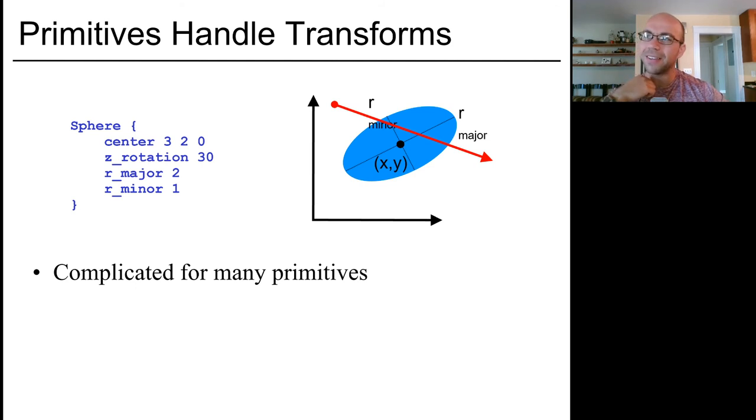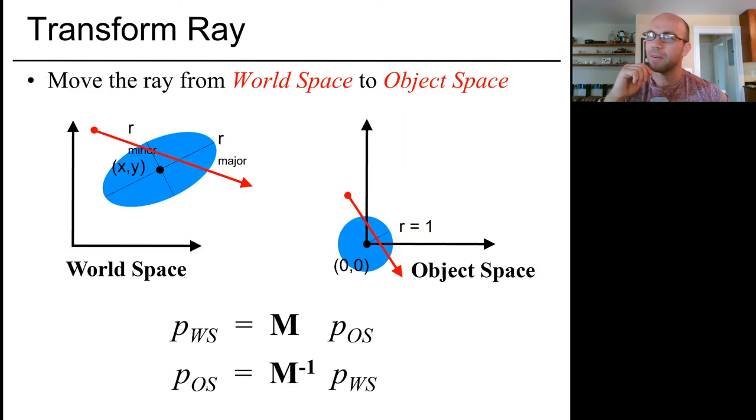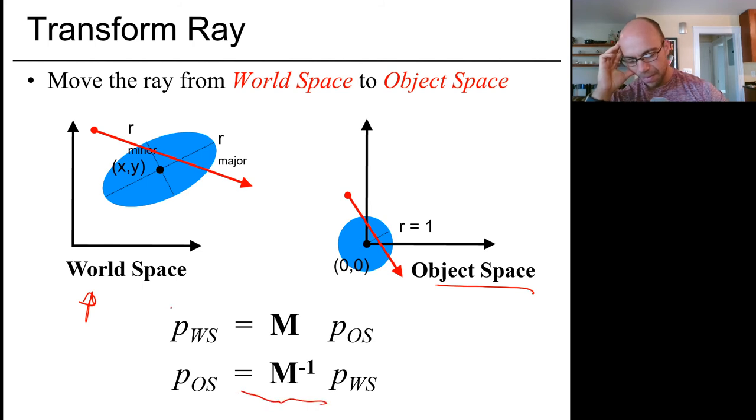So specifically, one thing I can do is, rather than transforming the object, I'm going to transform the ray. That is to say, we're going to move the ray from the world space, the world space on the left-hand side, where the sphere looks like an ellipsoid. And instead, I'm going to obtain the ray from the perspective of this stretched out object by applying the inverse transformation to the ray.